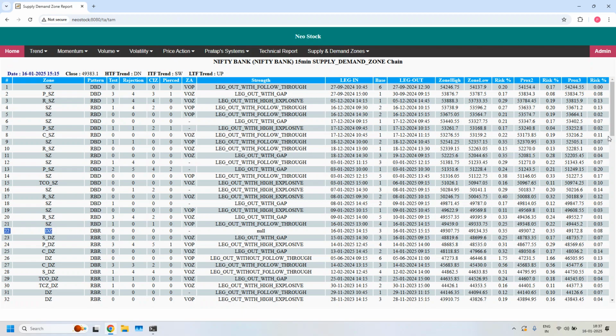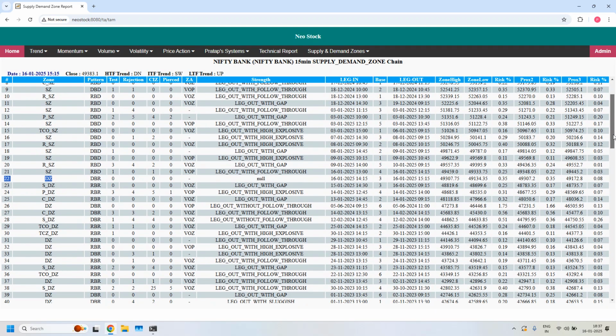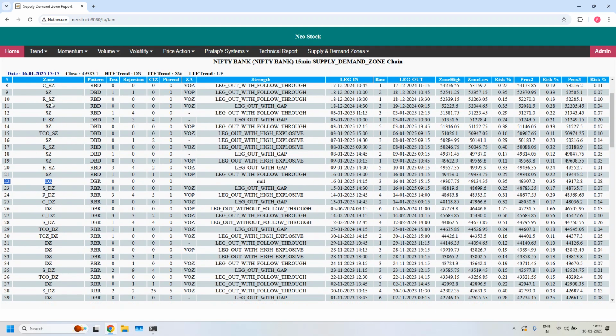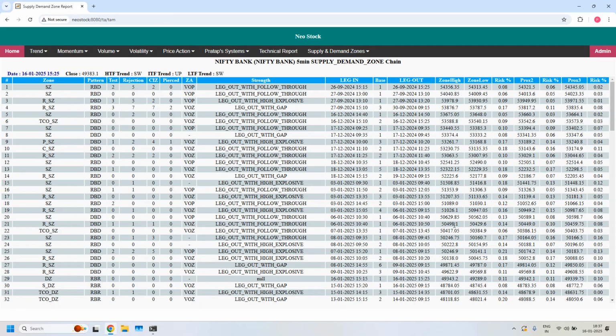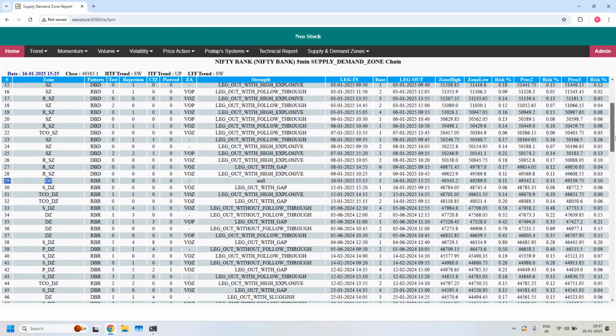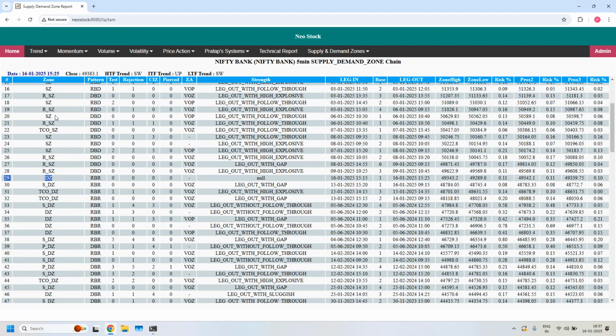So this is the nearest demand zone. Let me show more demand zones. So all the supply zones are above, and demand zones below. Okay, next, the 5 minutes supply demand zone chain for Bank Nifty. So this is the nearest demand zone. I am scrolling the list down so that you can see an equal number of demand zones and supply zones. So this is about the Bank Nifty supply demand zone chain.